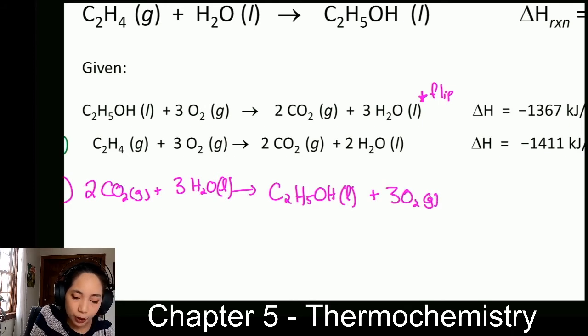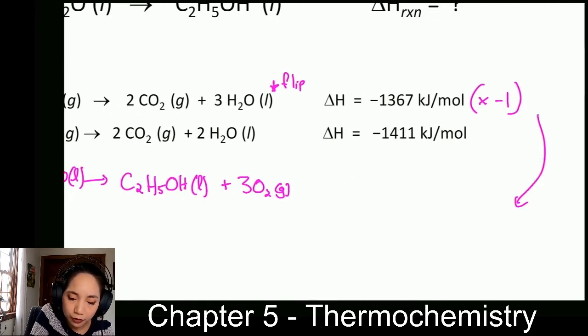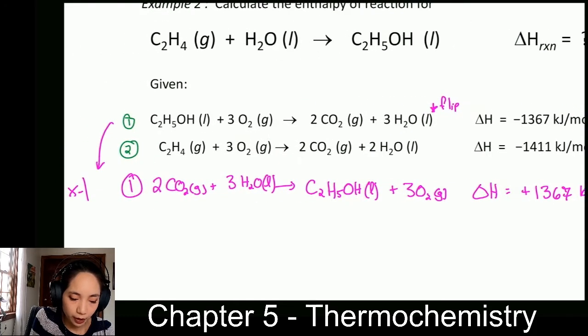I flipped the chemical reaction, but that also means I have to flip the delta H value. If we flip the reaction, we just multiply the delta H value by -1. So now it becomes positive. The new delta H of this flipped reaction is positive 1,367 kilojoules per mole. All right, there we go. Because I flipped reaction 1, now I have ethylene and ethanol on the correct side, which is great.